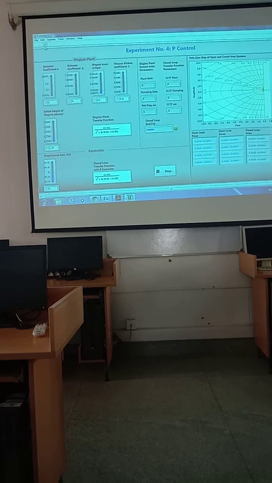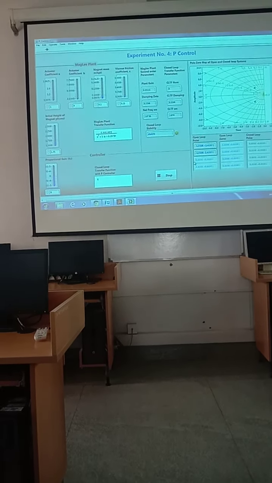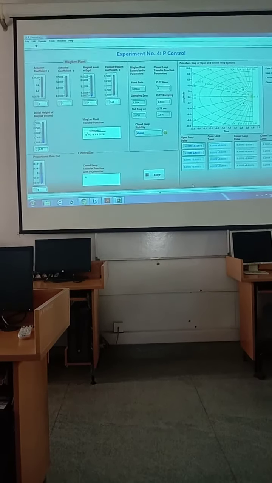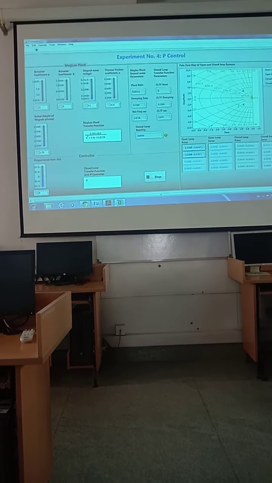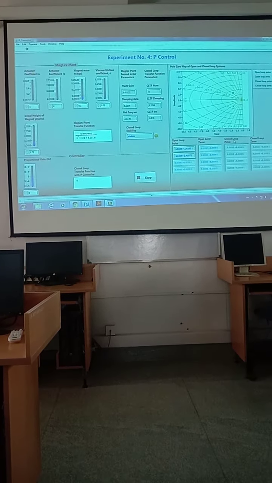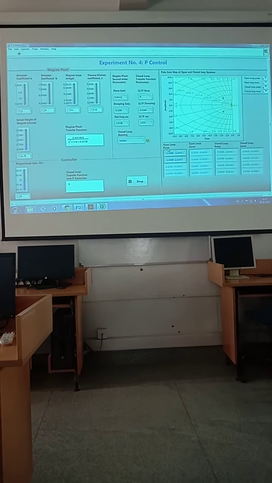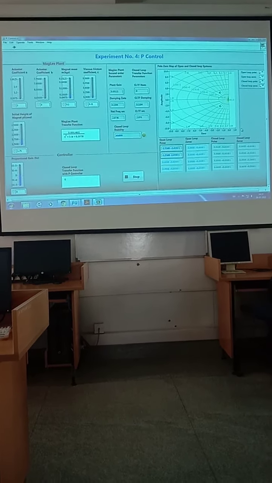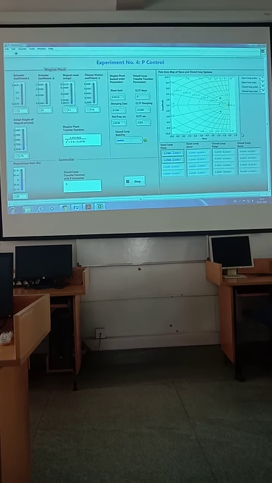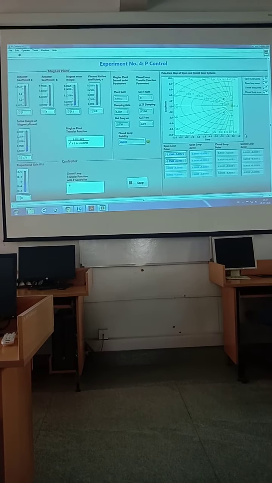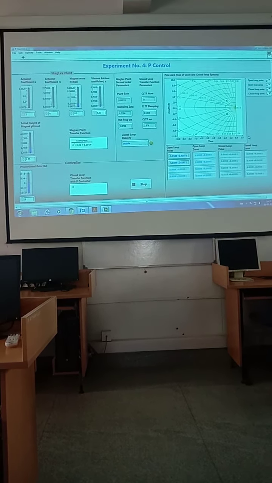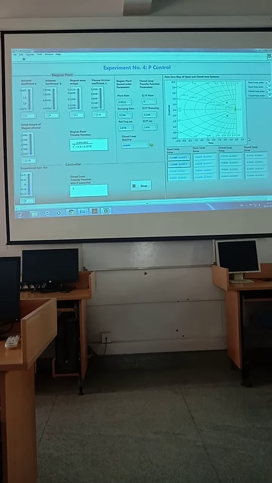So we'll run the experiment now. So we have run the experiment. See here, there are no closed loop poles. Only open loop poles are appearing when there is no proportional controller. Okay, that means I have not assigned any value to that.